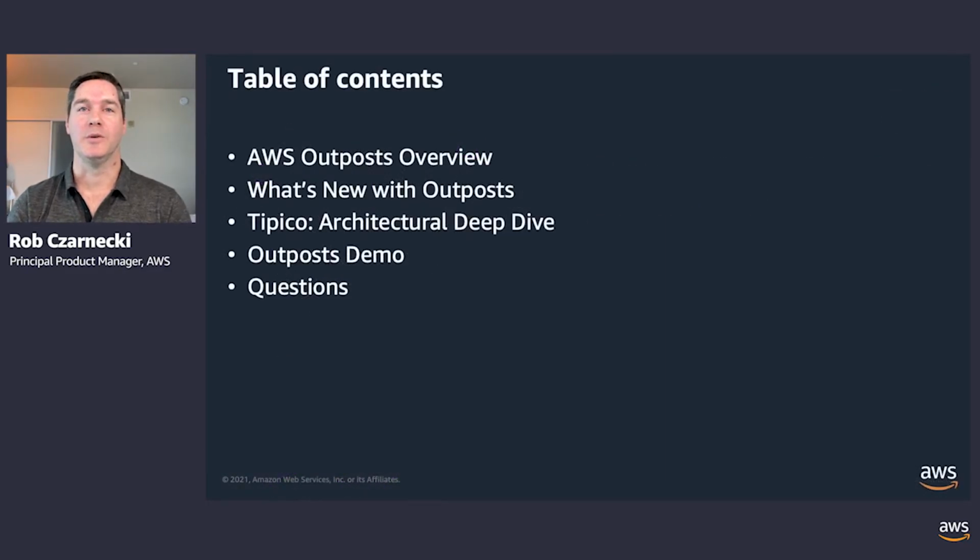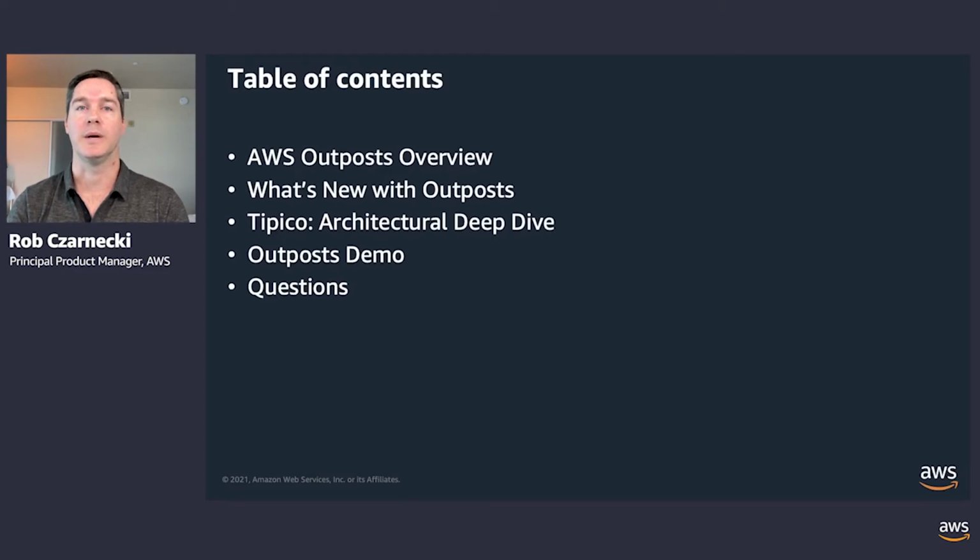Just a quick overview of where we'll go today. I want to spend a little bit of time reminding everybody what AWS Outposts are, a quick update on what's new with Outposts, before handing it off to Thorsten and Michal to actually talk through how Tipico has architected their workloads on AWS Outposts to give them a bit more flexibility as they build their applications and allow them to focus on the differentiated elements of their business.